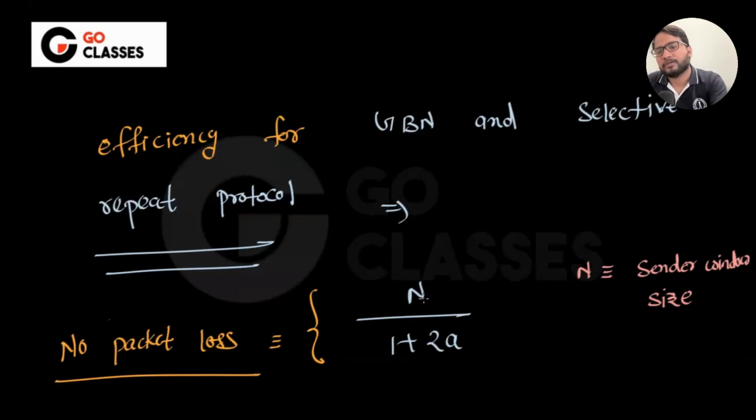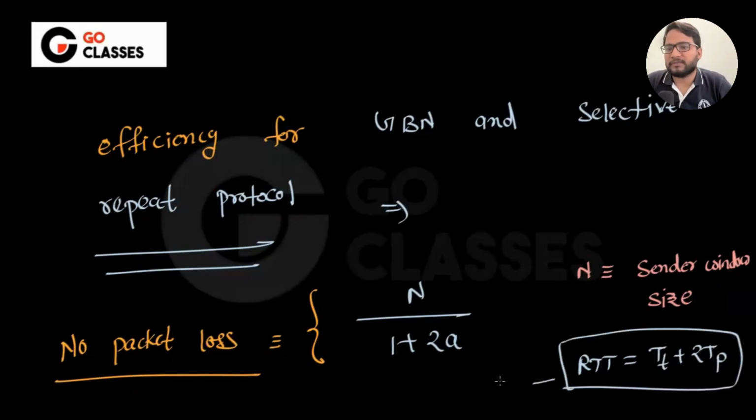Okay, so this formula is without the packet loss, and also this 1 plus 2a I'm writing assuming that RTT is which one? Can you tell me? Assuming that RTT is TT plus 2TP, right? If RTT is this, then I'm writing this formula. If they give you some other definition of RTT, some other numbers in the RTT, then maybe the formula will be a little bit different.